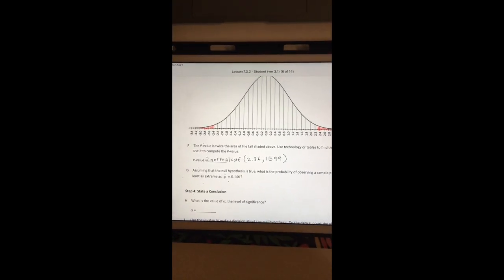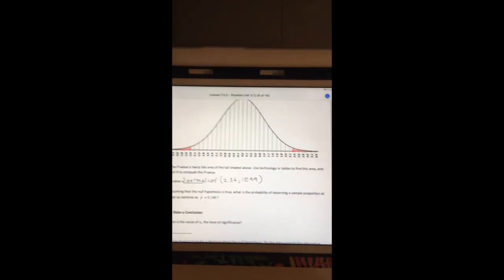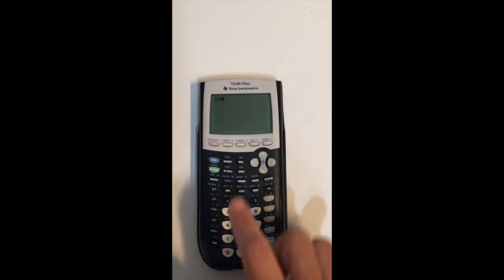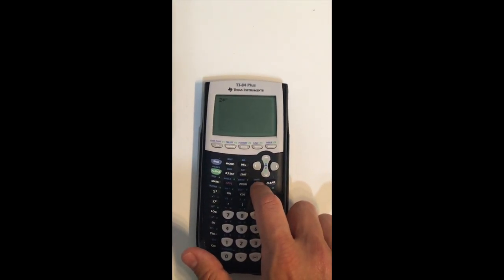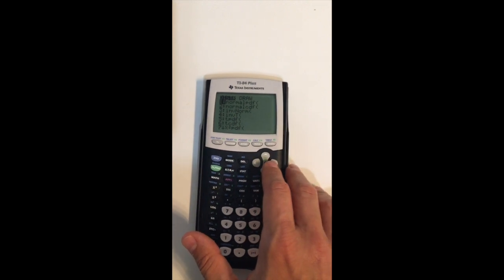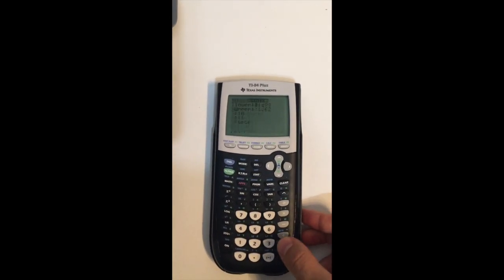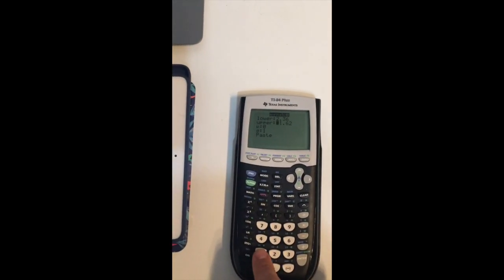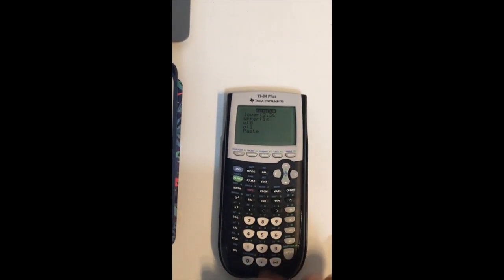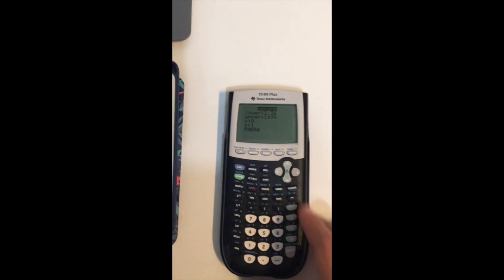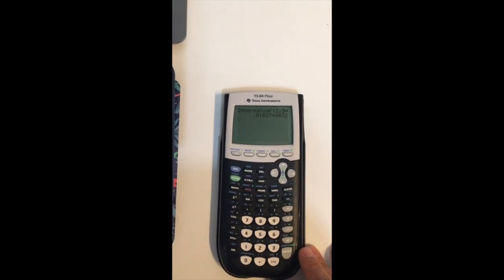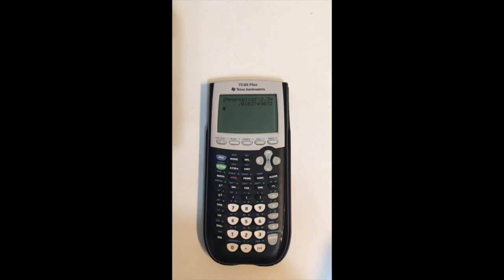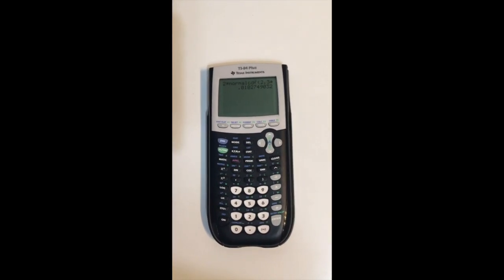So we're going to come over to our calculator here. Remember, we want to do 2 times this. So I'm going to go ahead and do that right from the beginning. 2 times, and then I'm going to do the normal CDF. So remember, that's DISTR. So I'm going to do second DISTR. I'm going to go over to normal CDF and hit enter. And then that goes from 2.36 until 1EE99. Go down to paste, and I get 0.018.